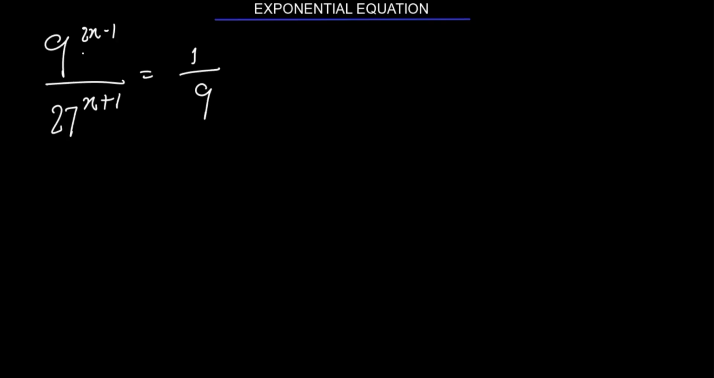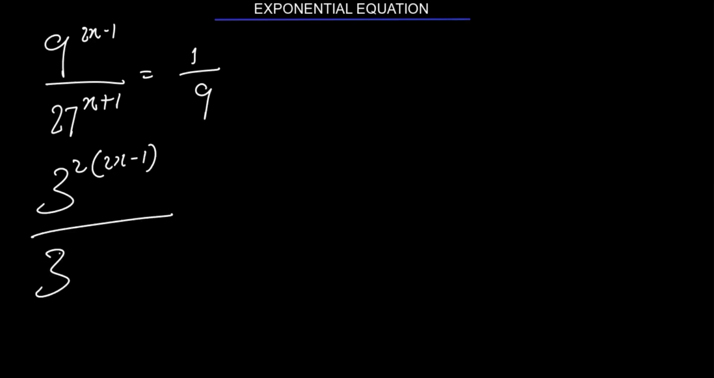Remember, 9 is 3 raised to power 2. So I have 3 raised to power 2, then 2x minus 1. 27 is 3 raised to power 3. So I have 3 raised to power 3, then x plus 1, equals 1 over 9, which is 3 raised to power minus 2. So this is what I'll do.